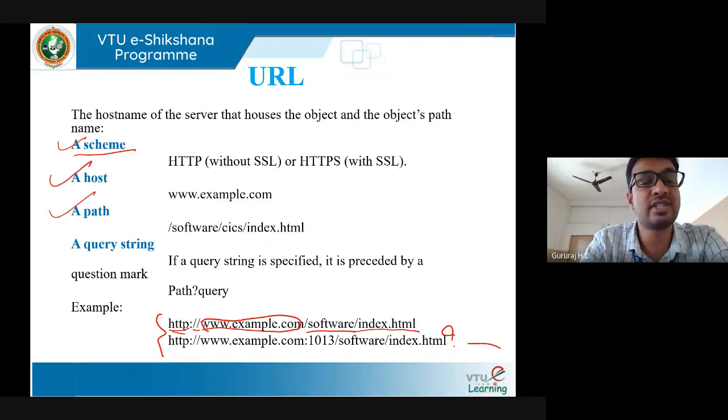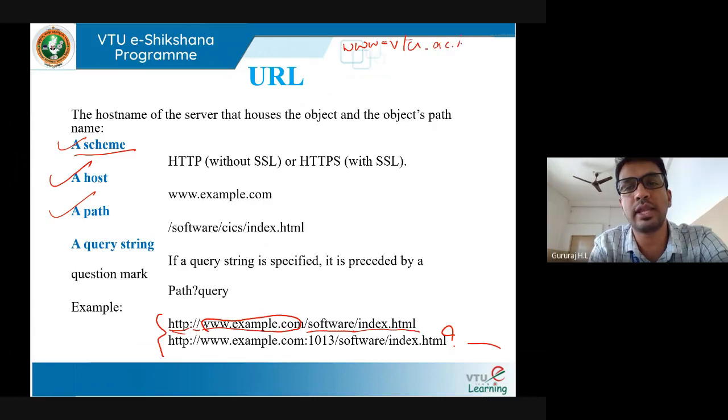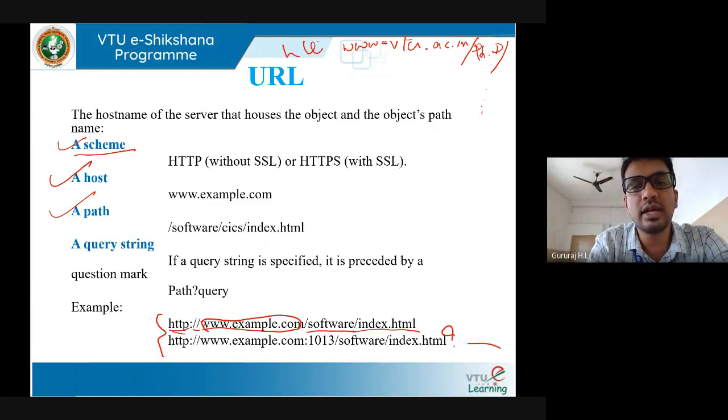A path, which path, I mean a particular path. For example, in the VTU website www dot vtu.ac.in, within that I want to check, for example, PhD programs. Within that I want to check something else. In this, what is your domain, the path, this is your path.